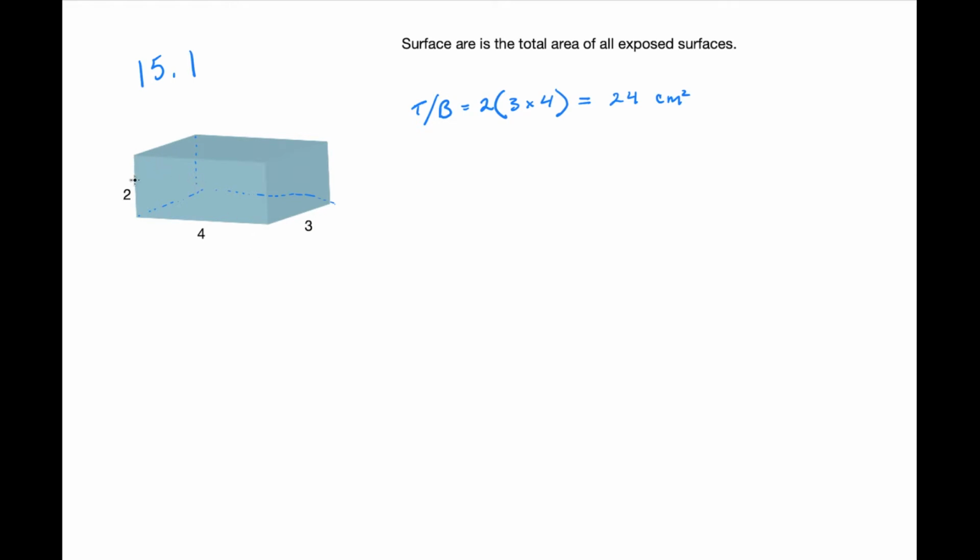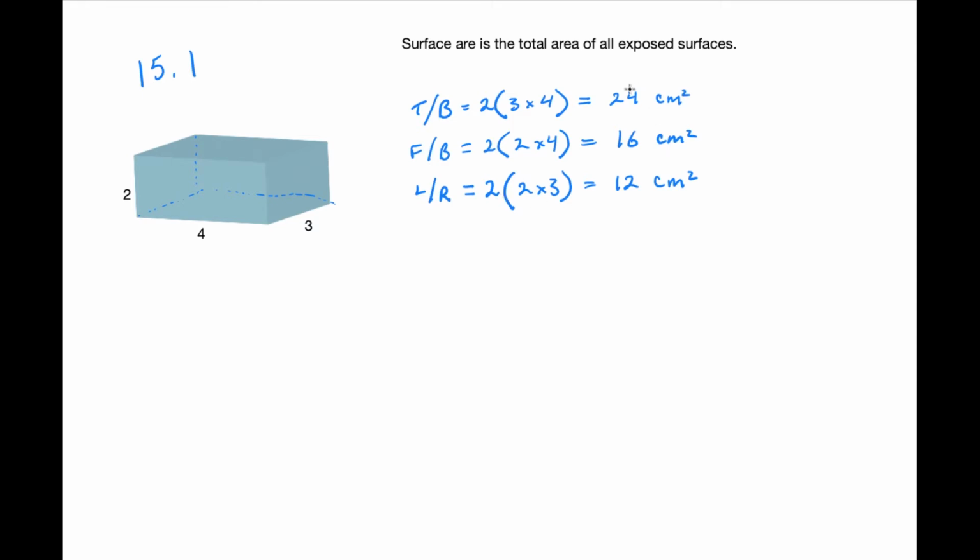So now let's see the front and the back. The front and the back is going to be 2 times 4. So 2 times 4, which is 8, times 2 is going to be 16 centimeters squared. Okay, so that's our top and our bottom and our front and our back. Now let's do our left and our right sides. And there's two of those. And we can see the height is 2. And along the base here, it's 3, because these two lines are parallel to each other, so they're also congruent. So 2 times 3, which is 6, times 2, that's going to be 12 centimeters squared.